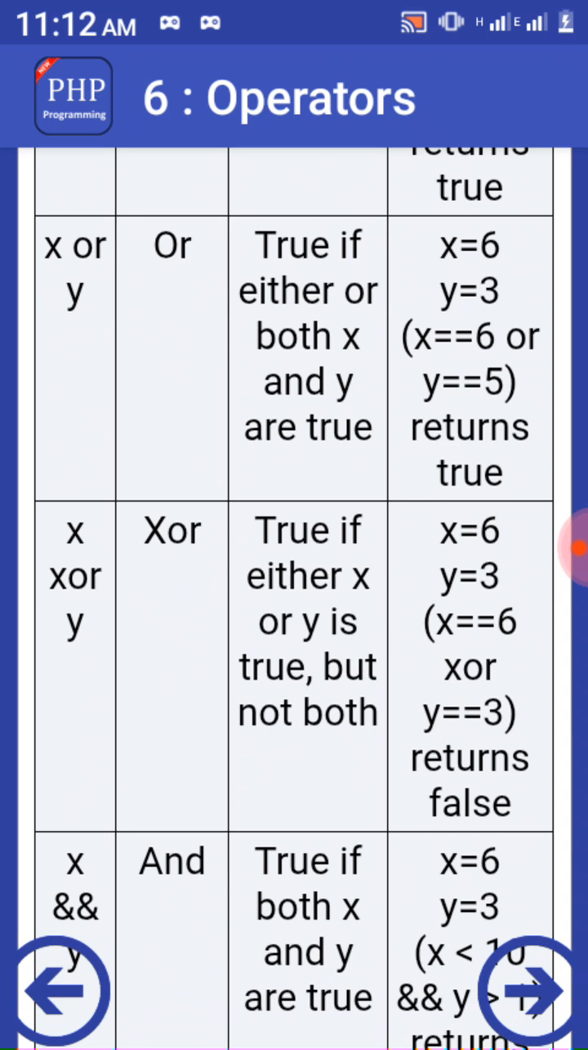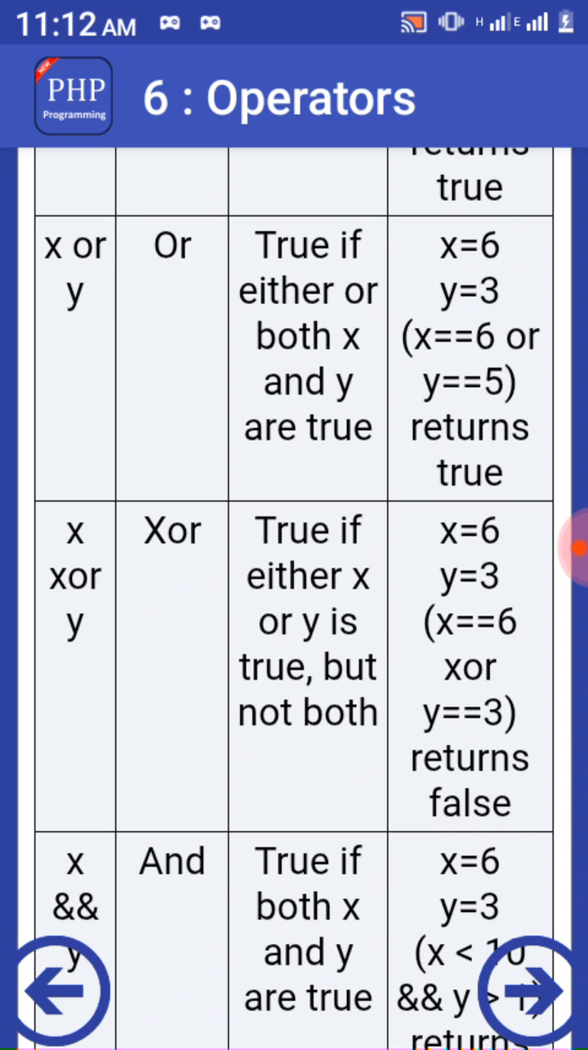This returns false, because it is true only if either X or Y is true, one only. X is identical to 6 and Y is identical to 3. True if either X or Y is true, but not both. This is false.